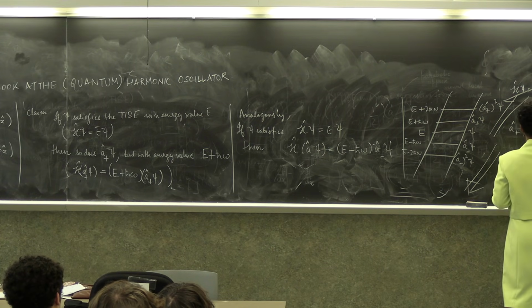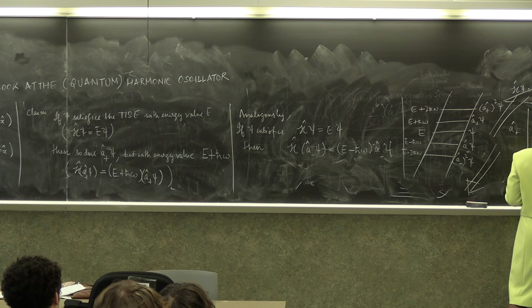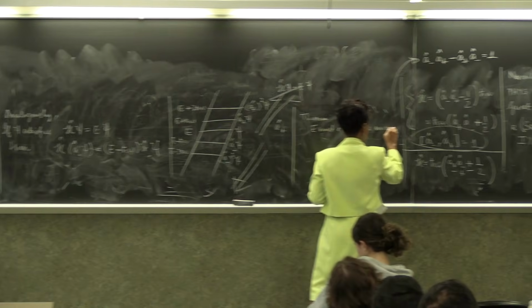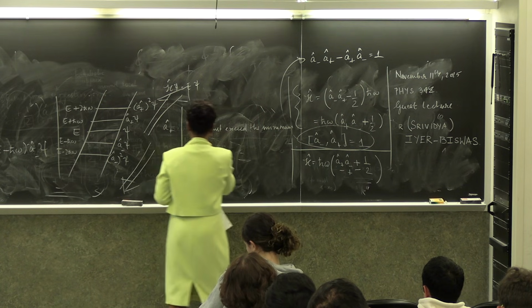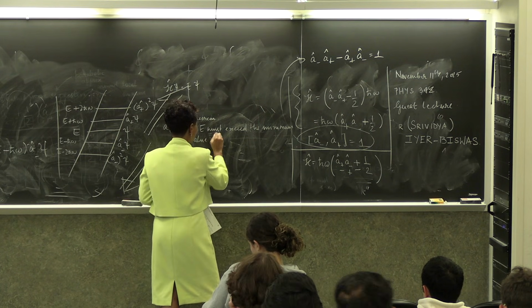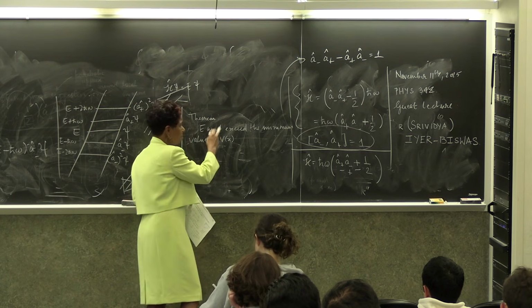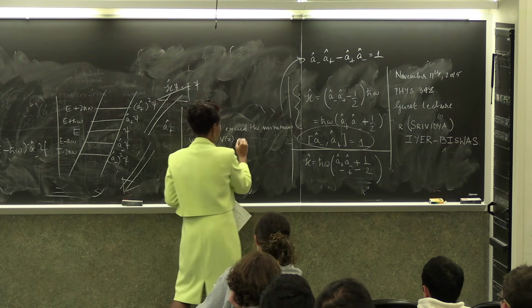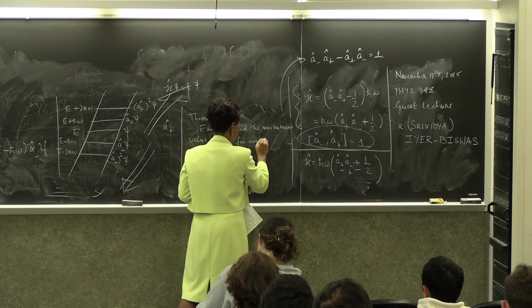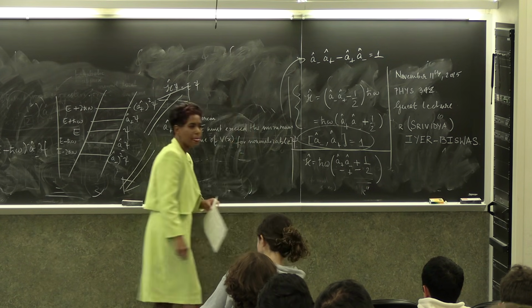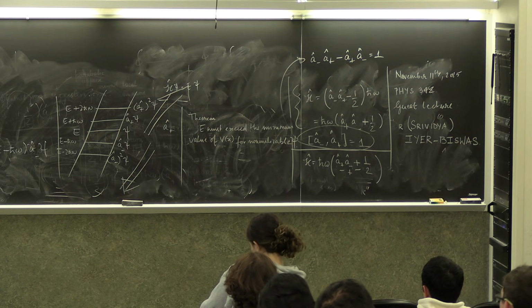E must exceed the minimum value of V of x for any quantum mechanical problem. E must exceed the minimum value of V of x for normalizable wave functions. Can you prove this to me in a couple of sentences? In the interest of time, I'll give you the proof.